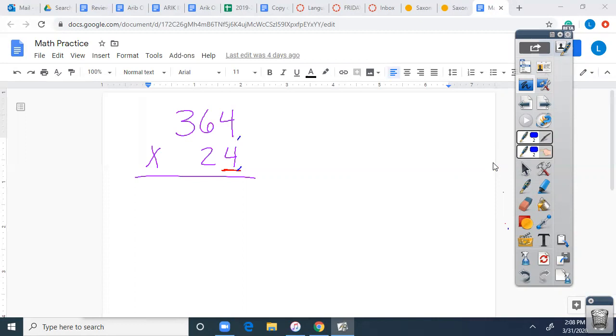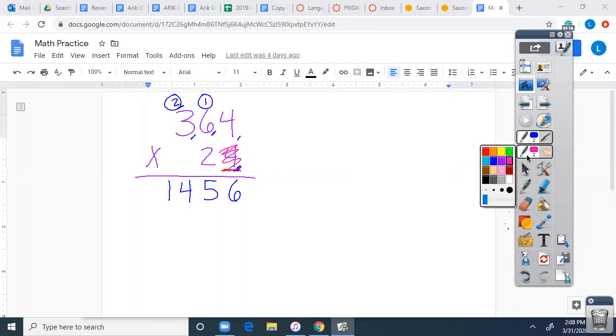4 times 4, 16. Put the 6 down there, the 1 up here. 4 times 6, 24 plus 1, 25. Put the 5 down there and the 2 up there. 4 times 3 is 12, plus 2 is 14. That is the first step. We're done now with our 4. So I'm actually going to cross out this 4 because now we're done with it.